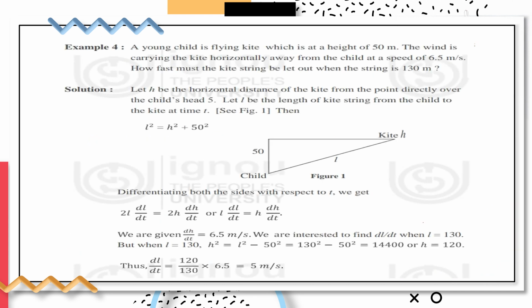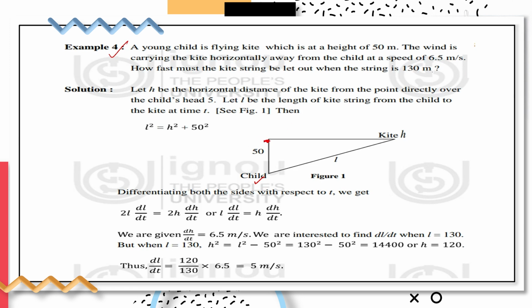Now, a few more problems are there and the level of difficulty is increasing because these problems are supposed to be integrated with real life problems. So, example 4 says that a young child is flying a kite which is at a height of 50 meters. The height of the kite is 50 meters.